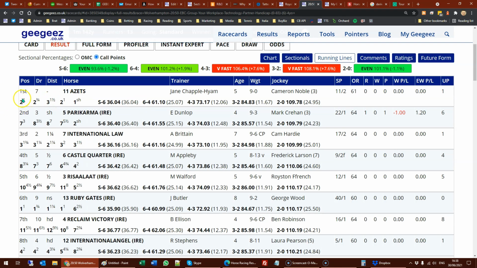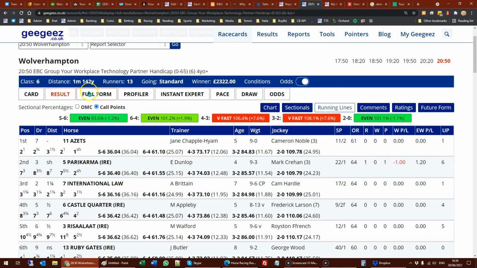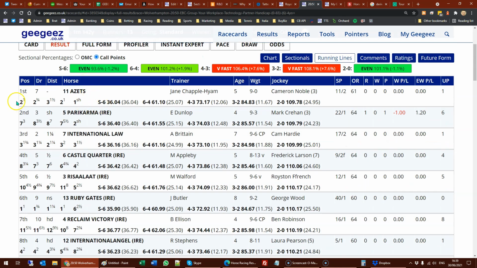So let's use the winner first. Azets, we can see at the first call point was second, a length behind the leader. And the first call point is the 6 furlong pole. See this S to 6 here, and also here we've got some times as well. So at the 6 furlong pole in this 1 mile half a furlong race, Azets was a length second, in second place, a length behind the leader.